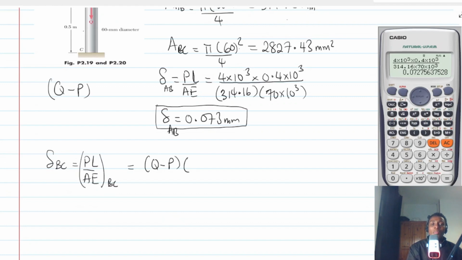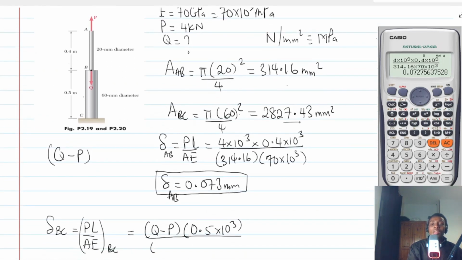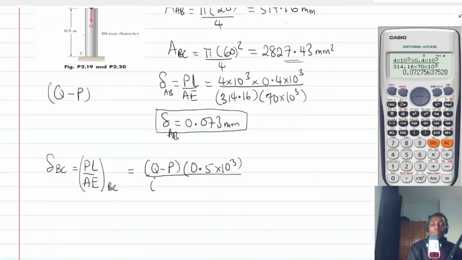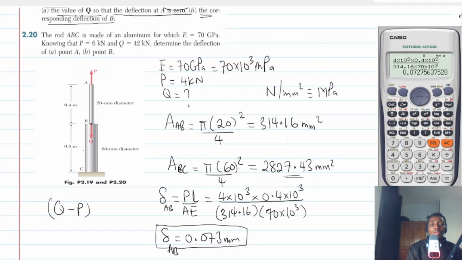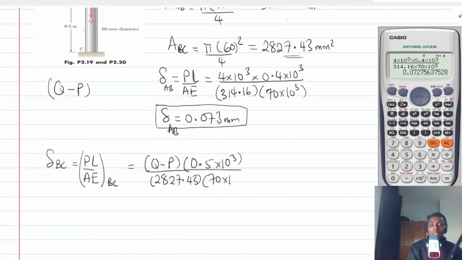However, the length of BC is still 0.5 meters, the same as 0.5 times 10 to the power 3. Then you divide this by the area, which we solved already. For BC, the area is 2827.43. And then the Young's modulus, don't forget that it is still the aluminum, 70 times 10 to the power 3, so that we can convert from gigapascal to megapascal.